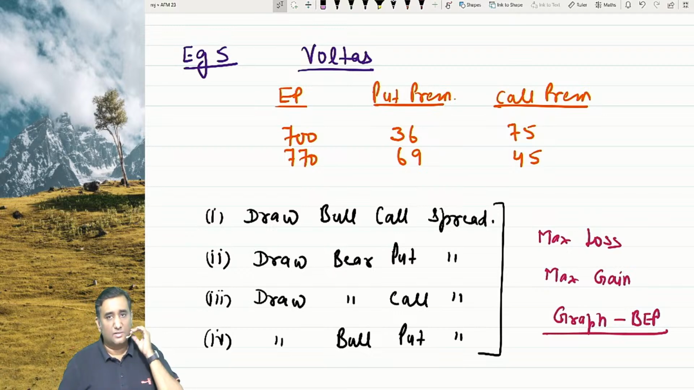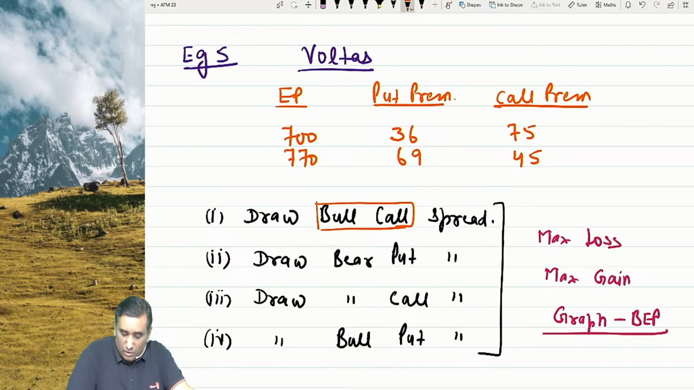Let me slightly discuss with you once again. Bull is price increase. Call holder is bullish, put writer is bullish, put holder is bearish, call writer is also bearish. So the first two cases will not trouble you. Bull would be plus comma minus. Bear would be minus plus.